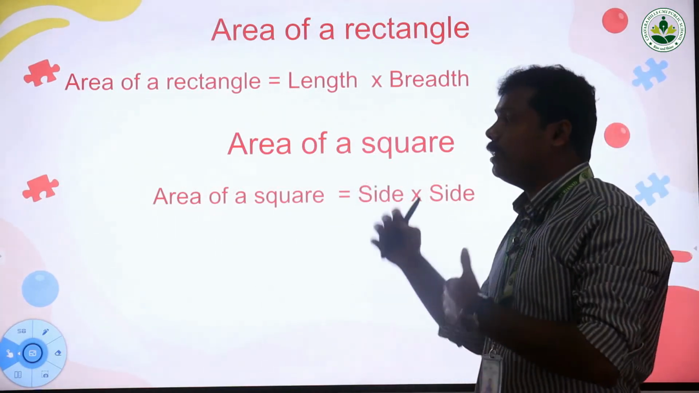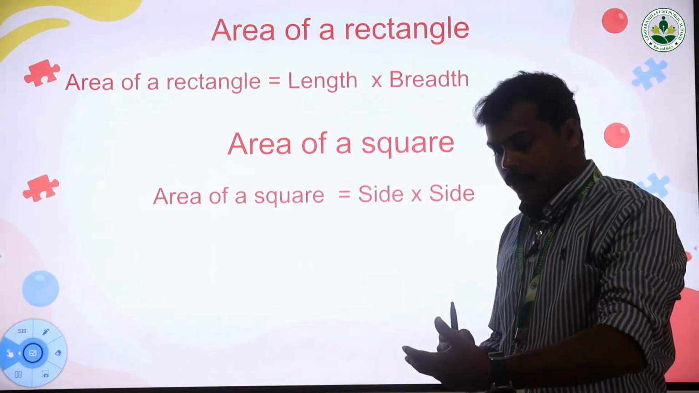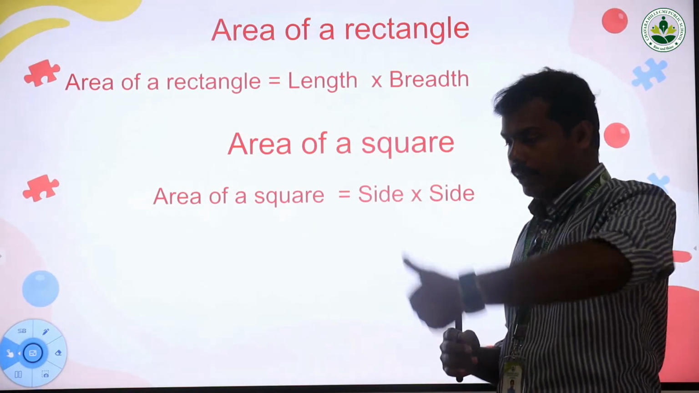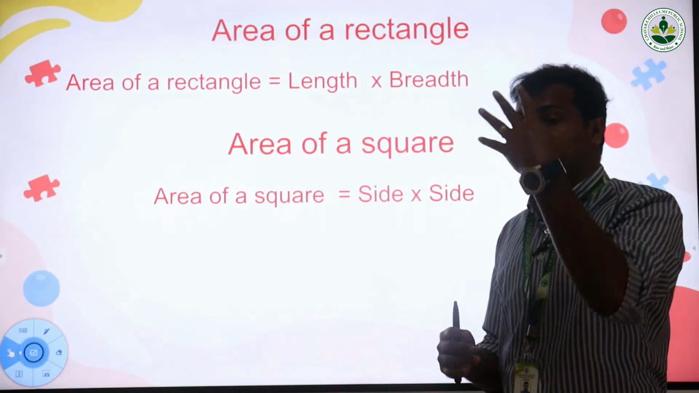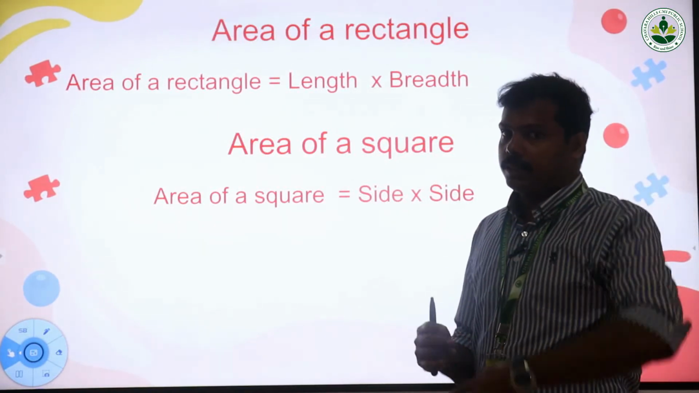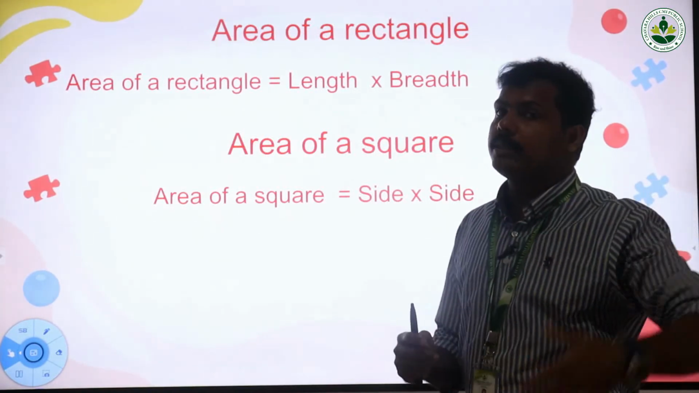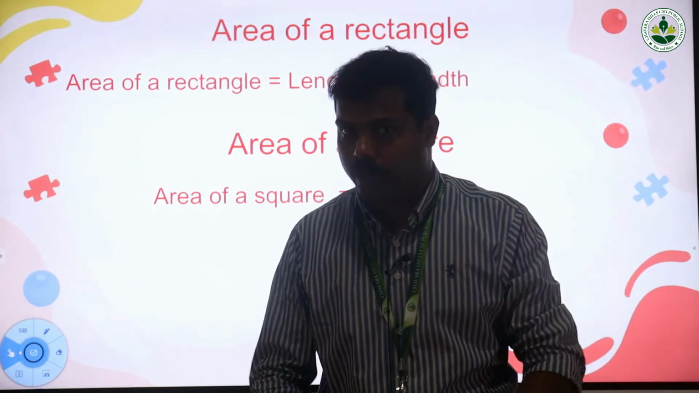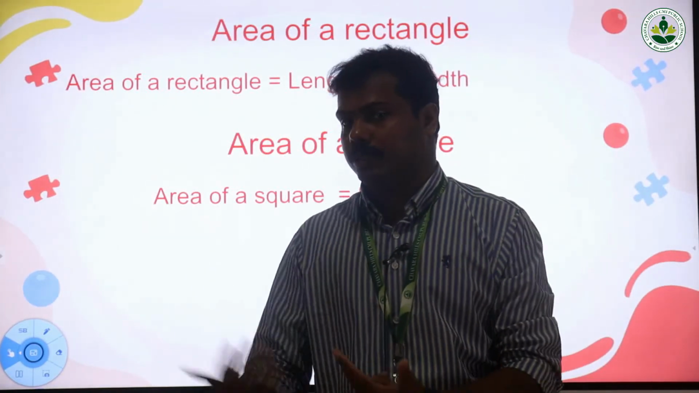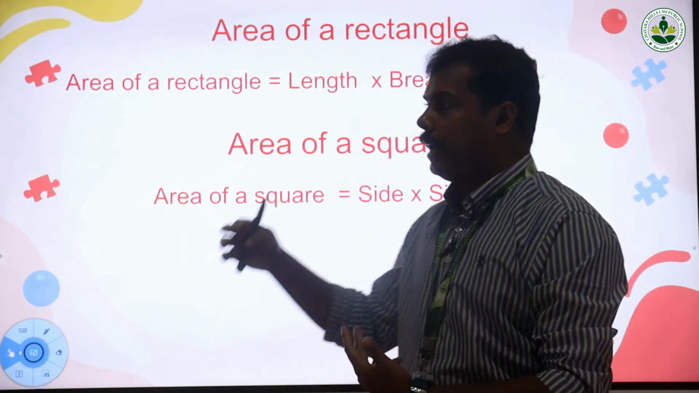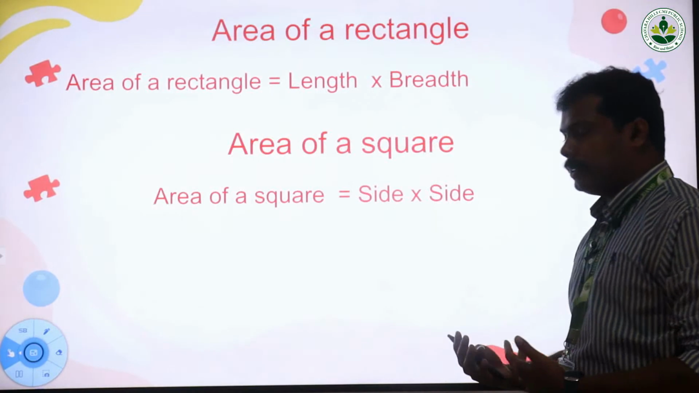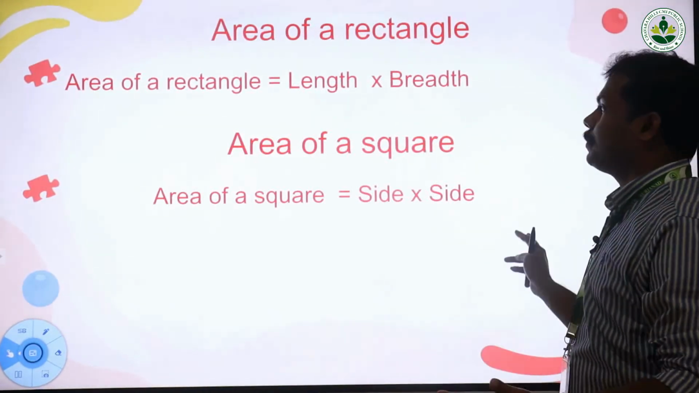You must learn these formulas by heart: perimeter of a rectangle, perimeter of a square, area of a rectangle and area of a square. These four equations you must learn by heart. Perimeter of a rectangle is 2 into (length plus breadth). Perimeter of a square is 4 into side. Area of a rectangle is length into breadth and area of a square is side into side.